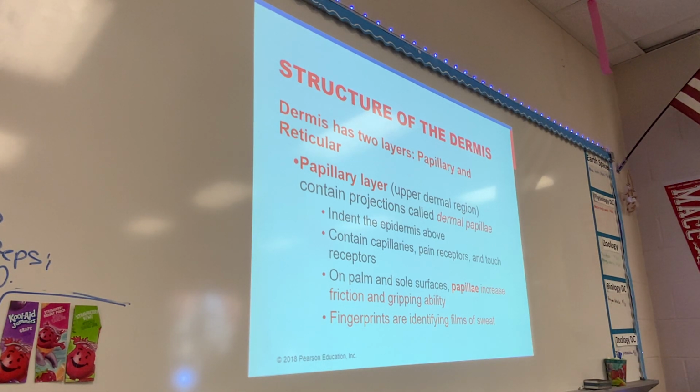But because you have the dermal papillae and then the epidermis fits on, it's like they're interlocking with each other. So those dermal papillae that go upwards into the epidermis make it so that the two are grabbing onto each other so that they don't slide around as much. For fingerprints, it has a lot to do with how the dermal papillae interact, and they're basically identifying films of sweat. So the sweat is going to leave little marks behind with the dermal papillae.